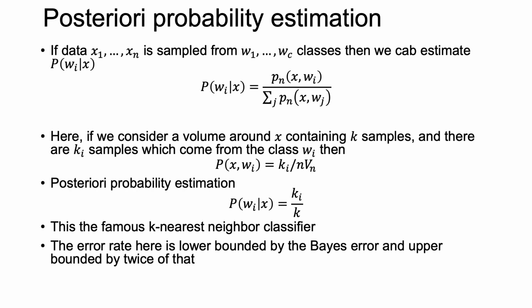Now, suppose we have these n points sampled from n classes, and we want to know the posterior distribution of each class. It can be given with the Bayes law. Now suppose we form a volume Vn around our test sample x, which contains k samples, and then we count the samples which belong to the class Wi. Let's say this count is ki.